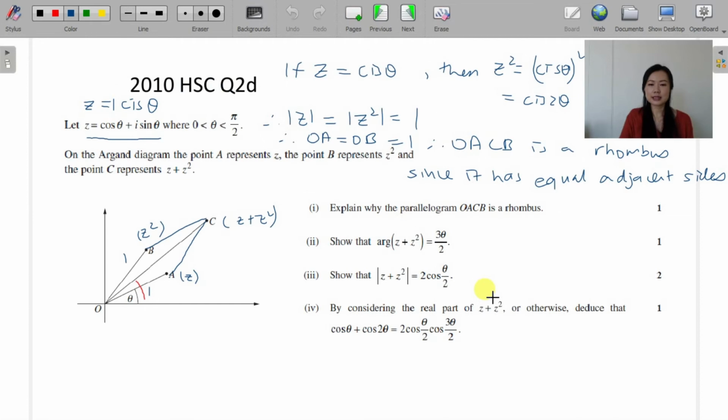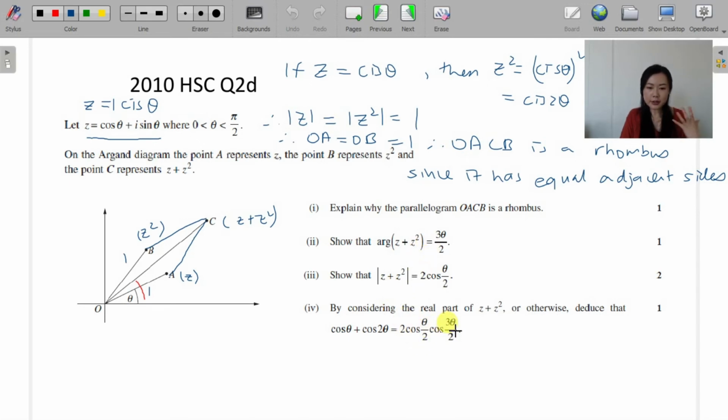All right, next. By considering the real parts of z plus z squared or otherwise, deduce this. Now, think about where the examiner is trying to take you on this. They got you to find the argument of z plus z squared, the modulus, and you can see components of that on the right side.